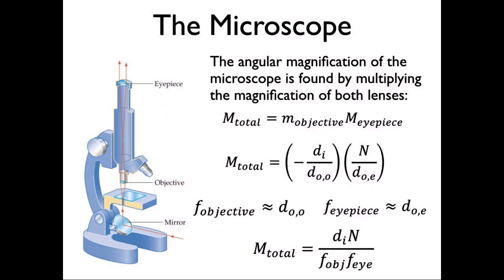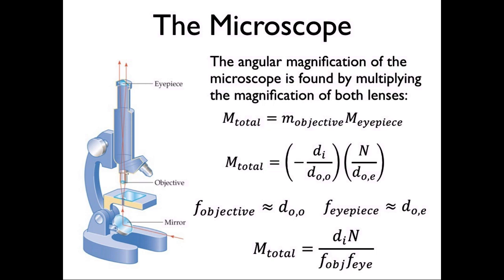And when you want to worry about how big you're making something look, the angular magnification of the microscope is multiplying the magnification of both of those lenses. So you multiply the magnification of the objective lens and the magnification of the eyepiece lens. The magnification of the objective lens is the ratio of the image distance to the distance of the object in the objective lens. And the magnification of the eyepiece lens we've shown is approximately equal to the near point of whoever is viewing this system through the eyepiece over the object distance in the eyepiece lens. And since we want to get these things as close to the focal lengths as possible, the distance from the object to the objective lens is approximately equal to the focal length of the objective lens.